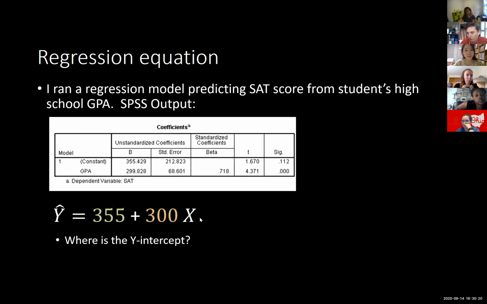I just told you what the y-intercept is. It's 355, and I pull it from here. And I've just told you where the slope is. It's 300, and I've pulled it from here.